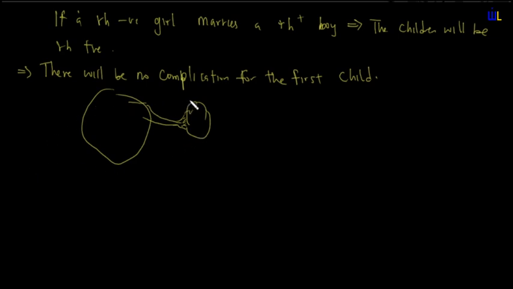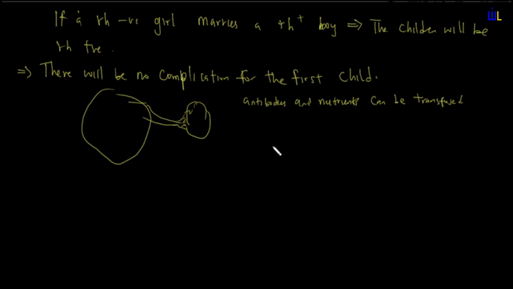Antibodies and nutrients can be transfused from mother to child through the placenta, but not blood cells. Are we there?